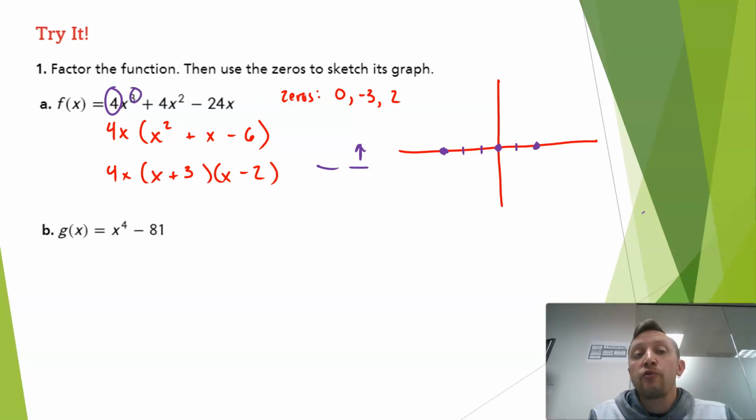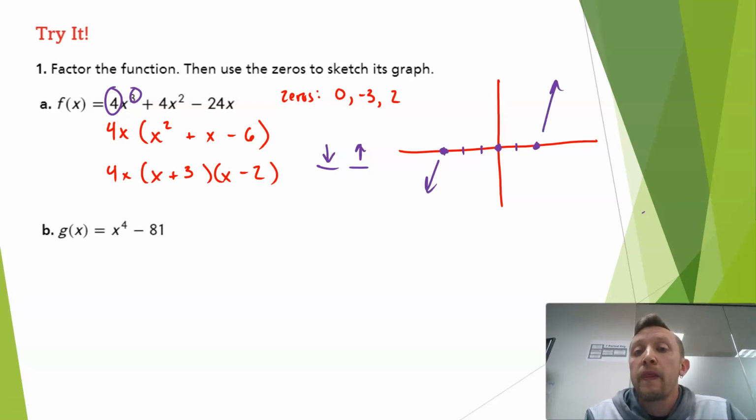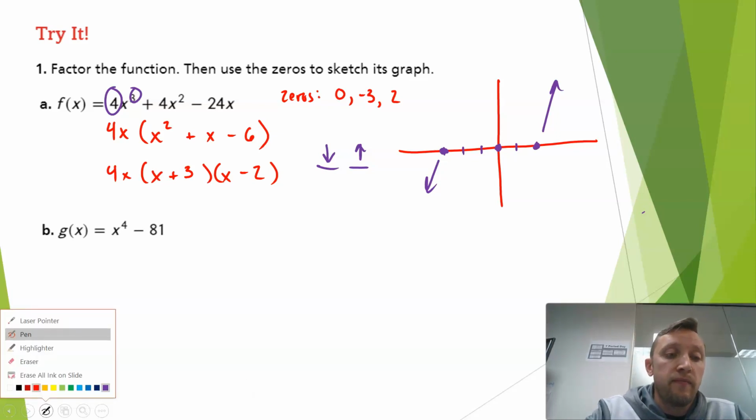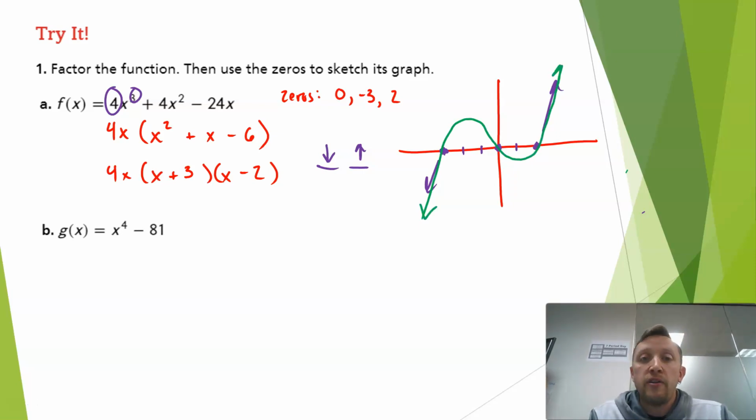Since the degree here is 3, and that's an odd degree, they're going to go in opposite directions. So the left side of the graph is going to go down, and the right side of the graph is going to go up. So we're just going to sketch a line that's going to do just that. Whoops. Let me try that a little better. Here we go. So that's all we have to do.